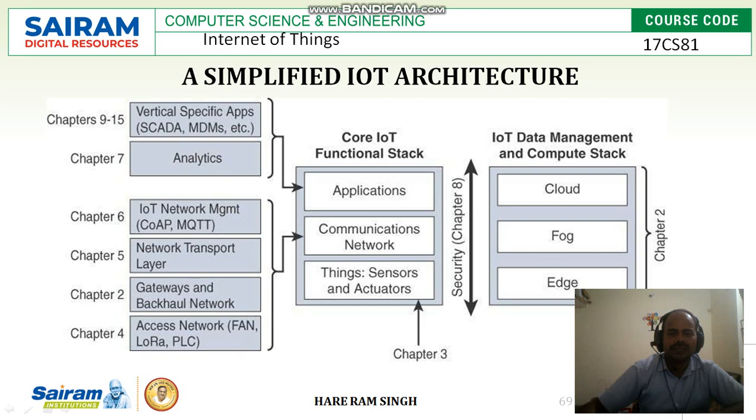Another is the communication network. Here the communication network is split up into four sublayers. The first one is the IoT network management sublayer. The next one is the network transport layer. The third one is gateway and backhaul network, and the fourth one is the access network. The communication network is split up into these four sublayers, and each sublayer has some specific task or work.